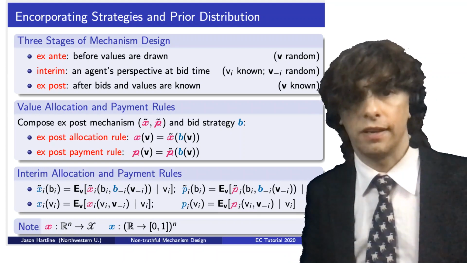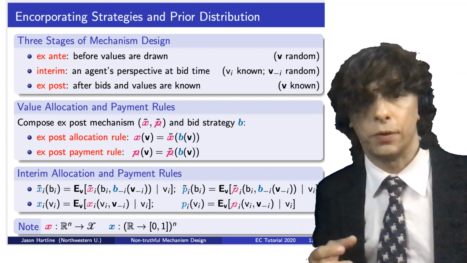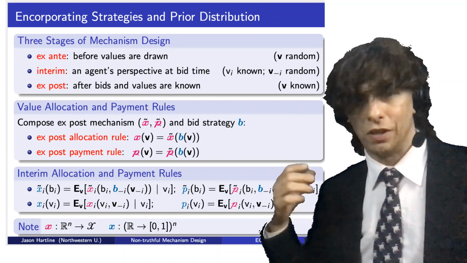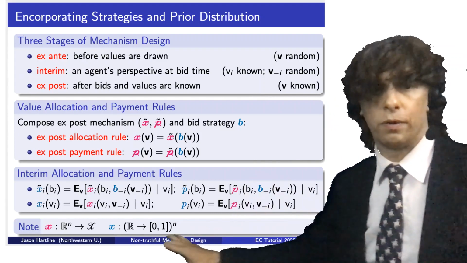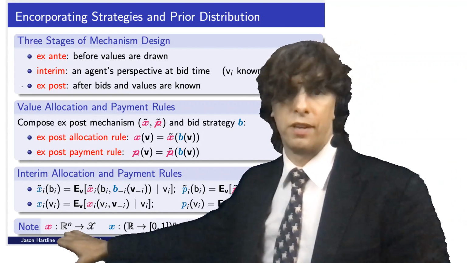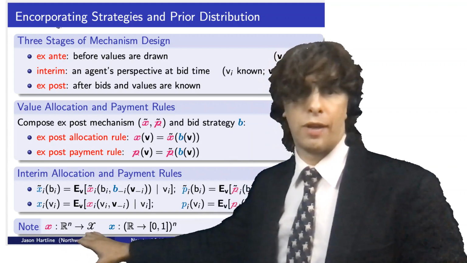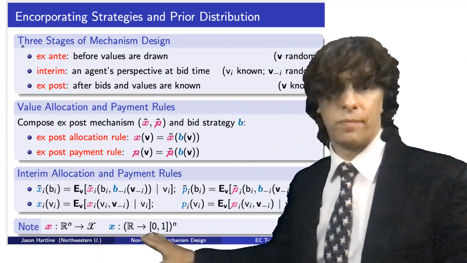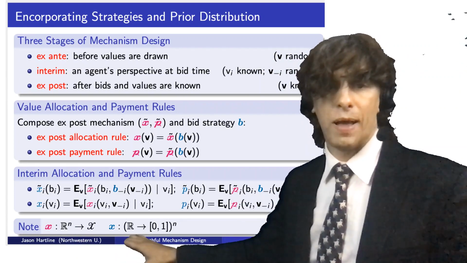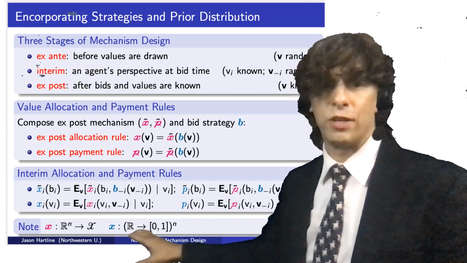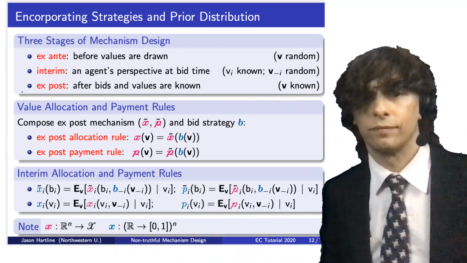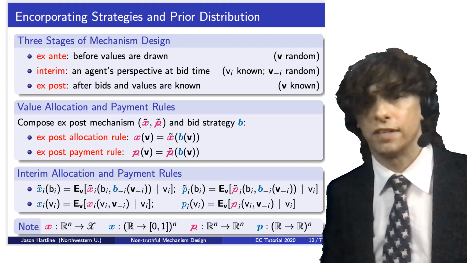Great. Before proceeding, I want to tell you a little bit about the notation that I'm using here. To distinguish between ex post and interim, we're going to use the colors red and blue. I'll denote the ex post allocation rules in red, and these are functions from profiles of values to allocations, whereas the interim allocation rule, this is now a profile of interim allocation rules, one for every agent, mapping their own value to an allocation probability, which is taking expectations over all the other agents' values. Similarly, using the same notation for payments.